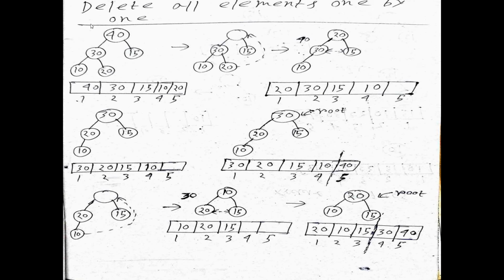Now go forward. So this is our tree. This is our max heap. Now which element do we delete? Every time we delete the maximum element, that means the root.